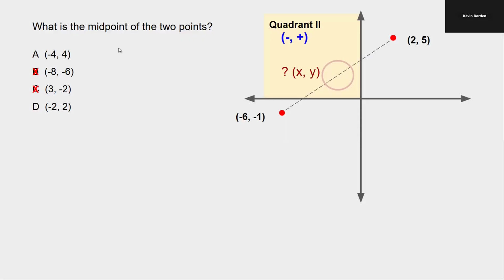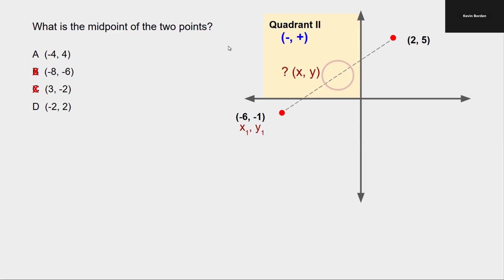Now, we want to use math to ultimately answer this question. How can we do that? Well, our coordinate answer is going to be halfway between these 2 points. That means it's going to be halfway between the two x values, -6 and 2, and halfway between the two y values of -1 and +5. So we can actually find that coordinate by taking the average of the x's and the average of the y's.